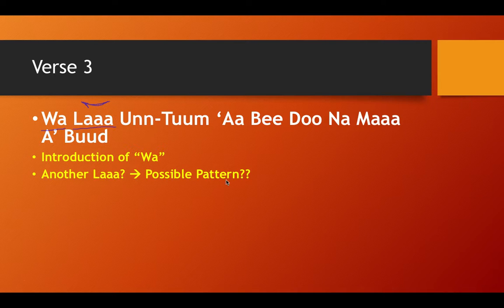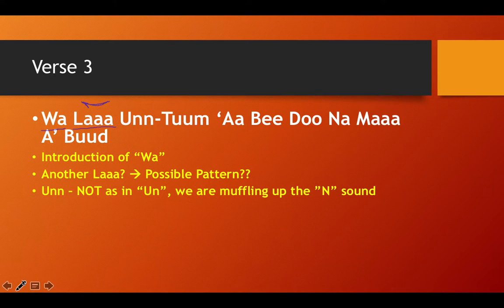Then if we look at the next, we see U-N-N, okay? You don't want to say un. It is not this at all. We are not saying un. What we're doing is blending the two N's together with the U. We're kind of connecting it, so it's hard to say that we're actually pronouncing the consonant N. It's very nasal. You're using your throat, kind of putting your tongue on the roof of your mouth, and saying it, okay?